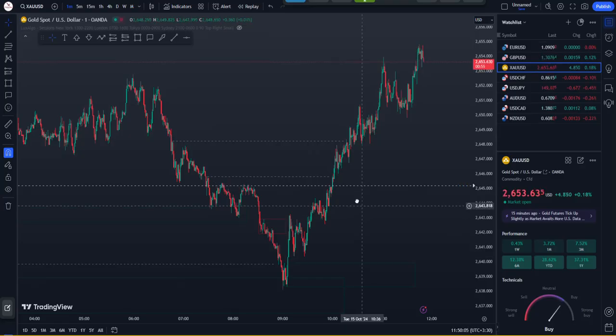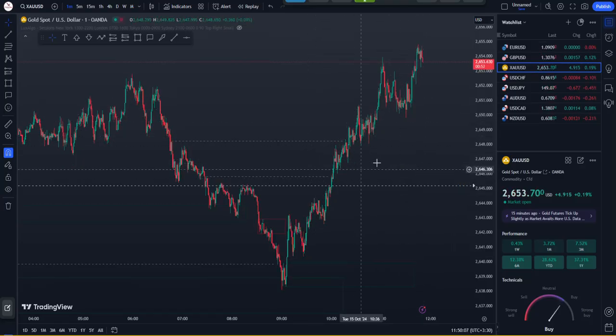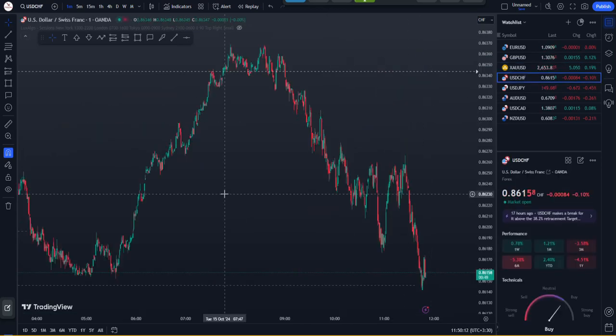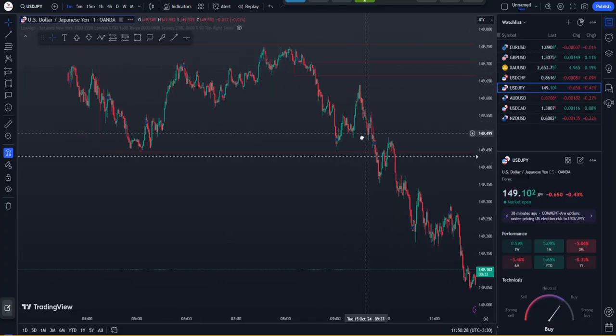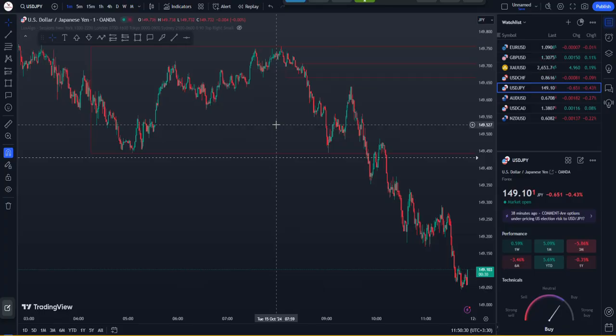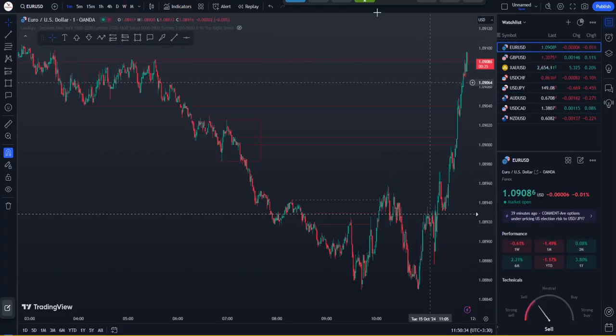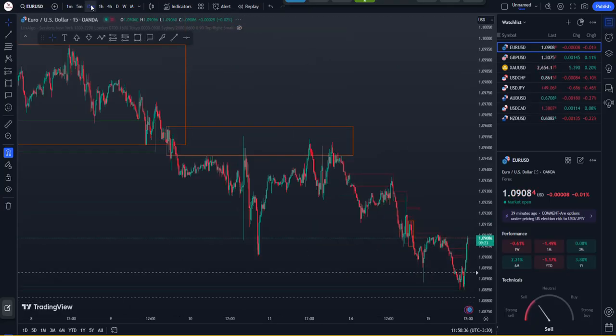So I put my alert here. I'm waiting for price to come back to this level, not here. Yes, CHF engulfs through the level. I'm waiting for it to come back to here, and that's it. Waiting for another alert to be executed, and I continue my analysis.